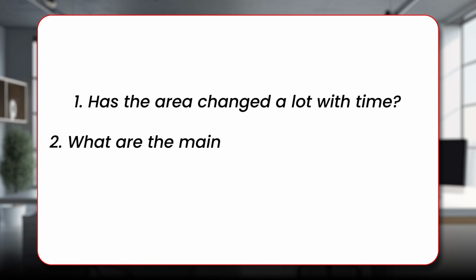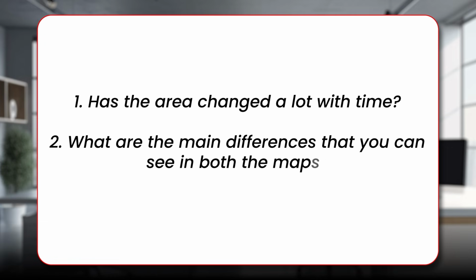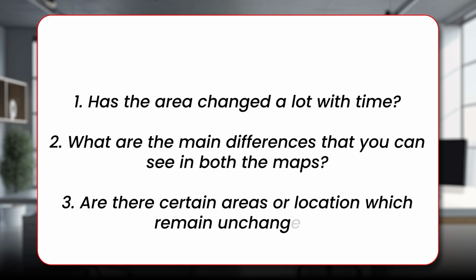Now, how to pick the main features so that you can describe them in the overview? You should ask yourself a few questions and then whatever answers you get, you just club them together and frame a paragraph. The first question could be, has the area changed a lot with time? Second, what are the main differences that you can see in both the maps? Third, are there certain areas or locations which remained unchanged? Now, have your answers for these three questions, club them together. You can also use comparison language and create a body paragraph for the overview without delving into much of details.